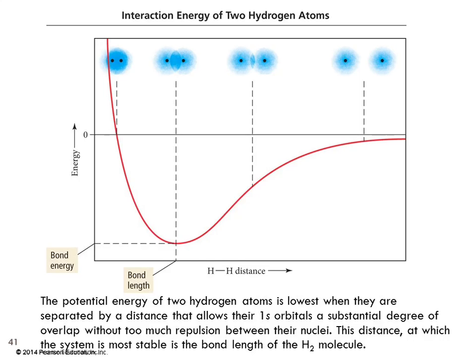What is that distance? It's a distance that allows their 1s orbitals to overlap substantially without having too much repulsion between the nuclei. And so this distance where the molecule now is most stable is the bond length of the hydrogen molecule. And the energy here is the bond energy.